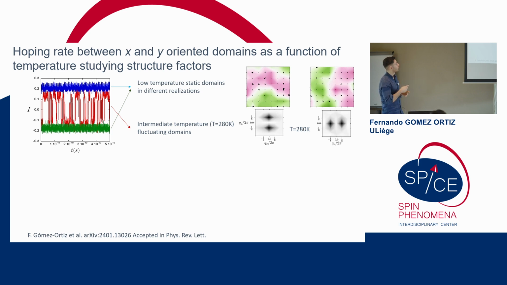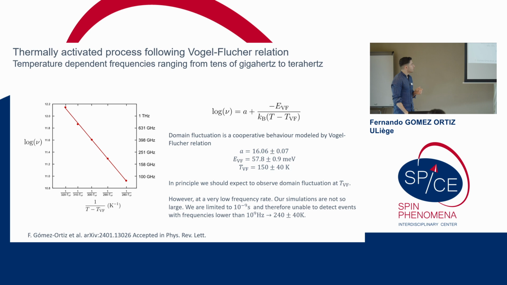What we can do is compute the frequency rate of these hoppings as a function of temperature, and we have shown that it follows a Vogel-Fulcher-type dynamics, where the temperature tunes the frequency of this hopping rate. And we can have a tuning from the terahertz to the gigahertz in about a 40 Kelvin window, which is quite cool in order to treat these dynamics.